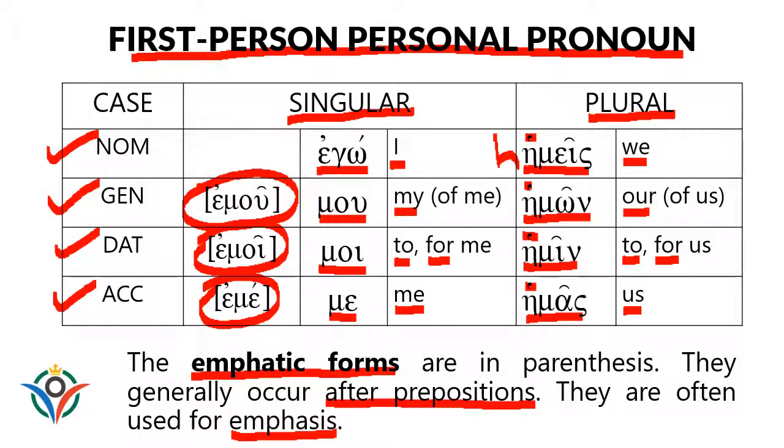So let me go through pronouncing each one of those again for you. All right, starting with the singulars, we have ego, mou, moi, and me. The plural forms: hemeis, hemon, hemin, hemas.